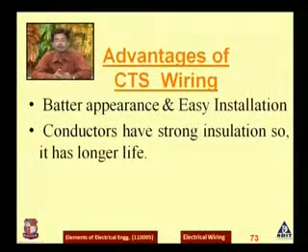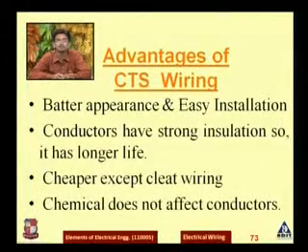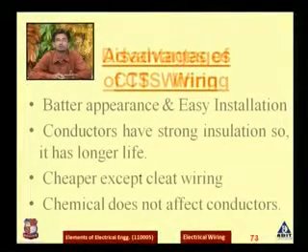Next is that conductors have strong insulation, so it has a longer life. It is cheaper, except for the cleat wiring. It is not so cheap, but it is cheap compared to the capping wiring system. Chemicals do not affect the conductors. So this is the major advantage of the CTS wiring. Generally this CTS wiring is used in chemical industries.